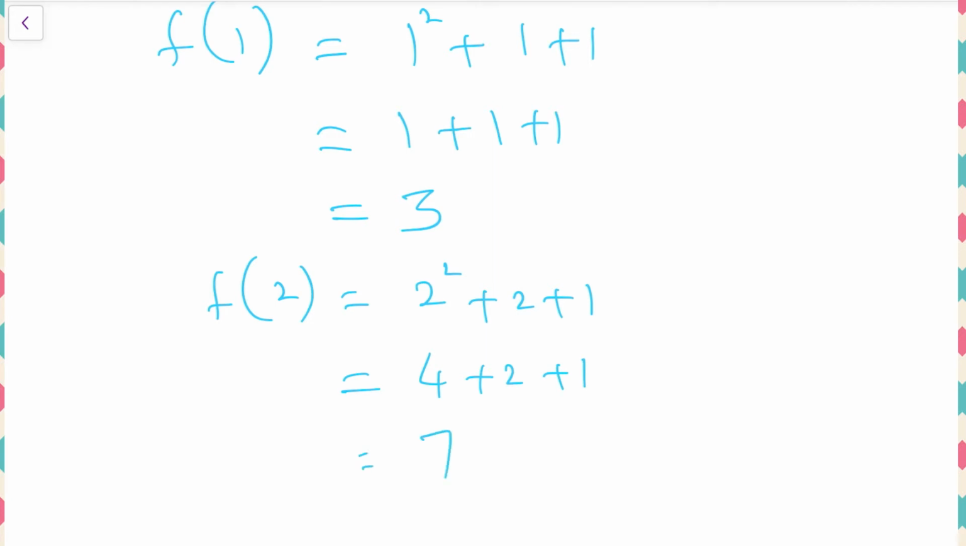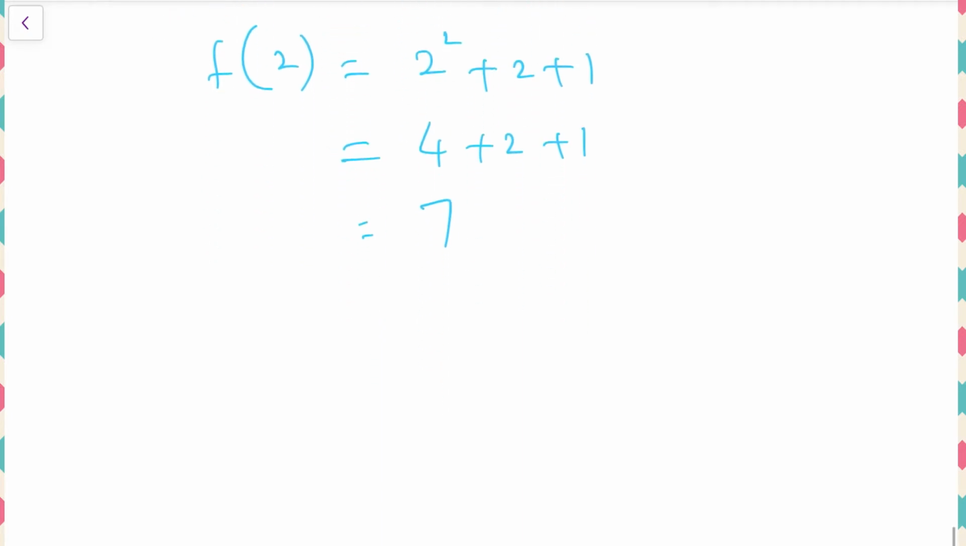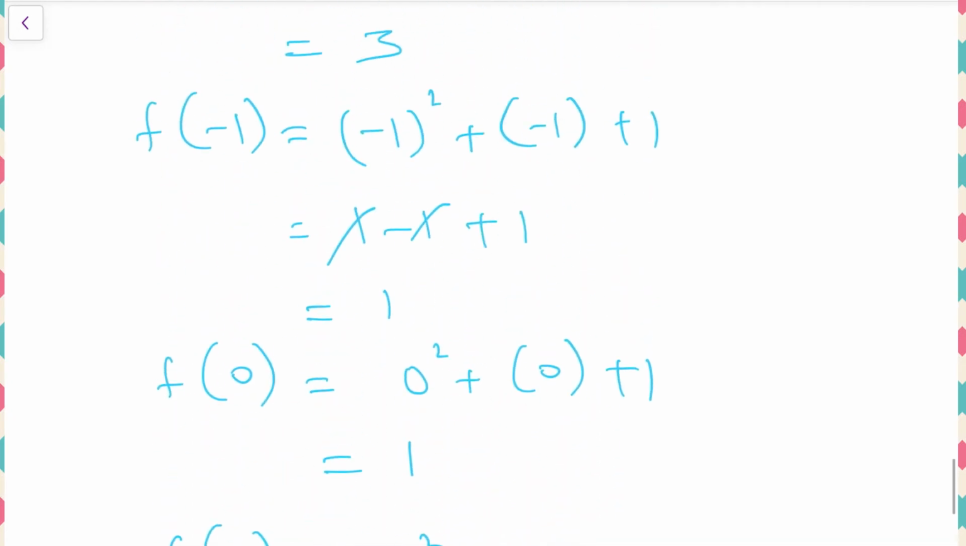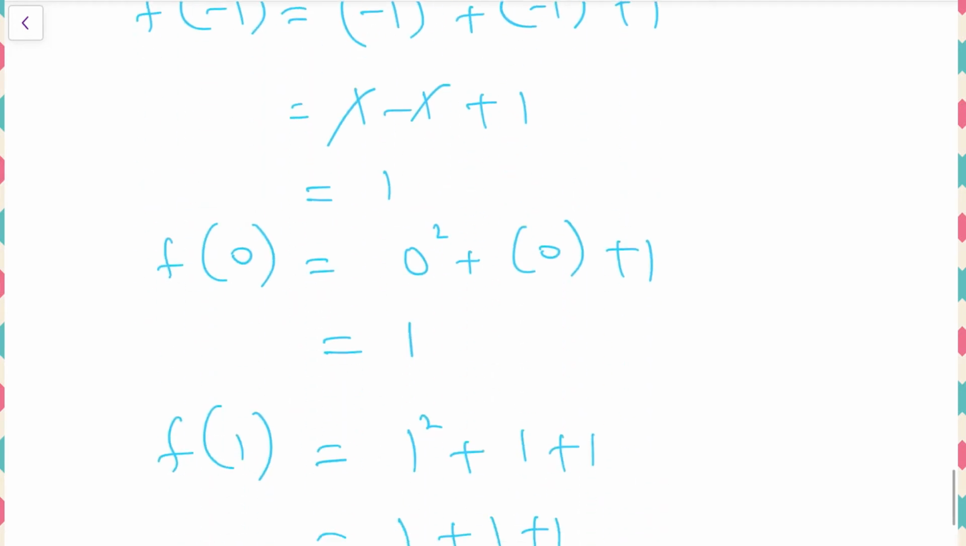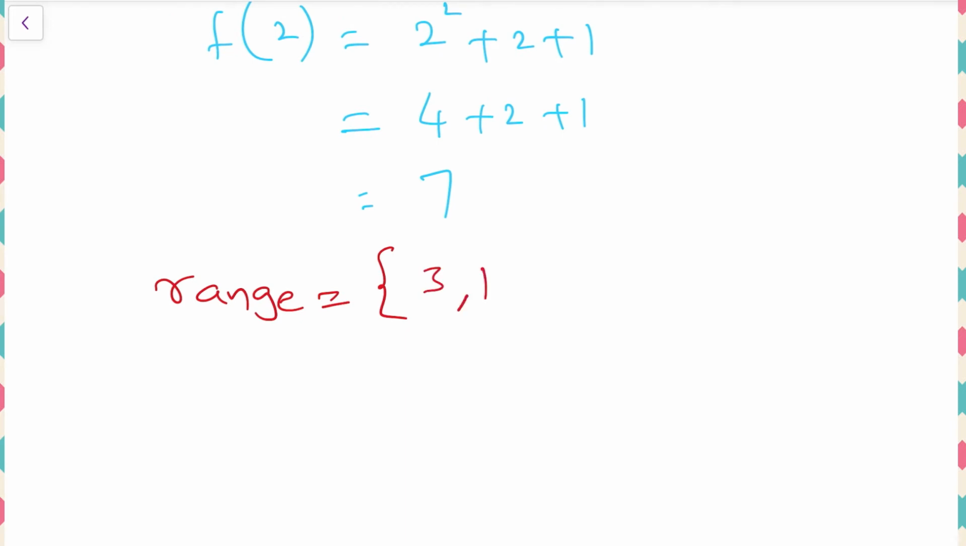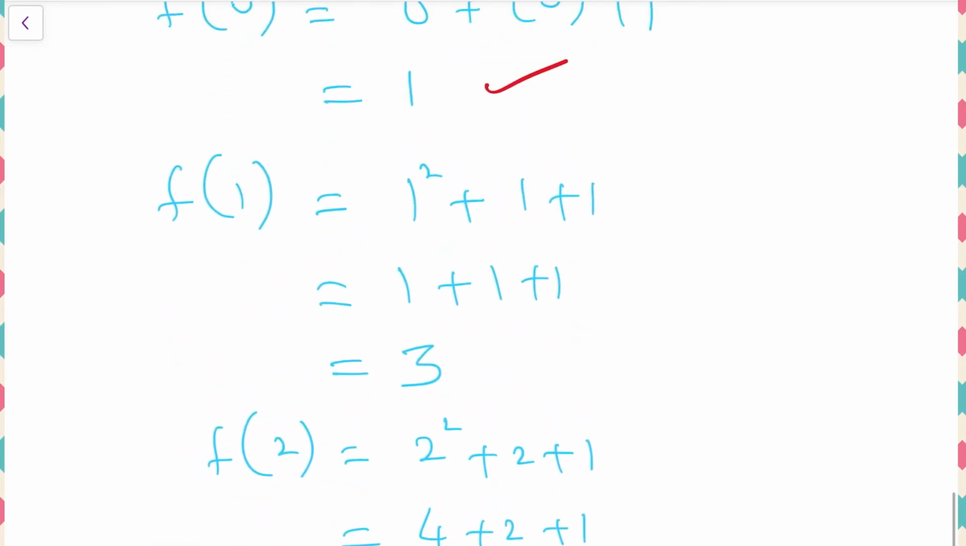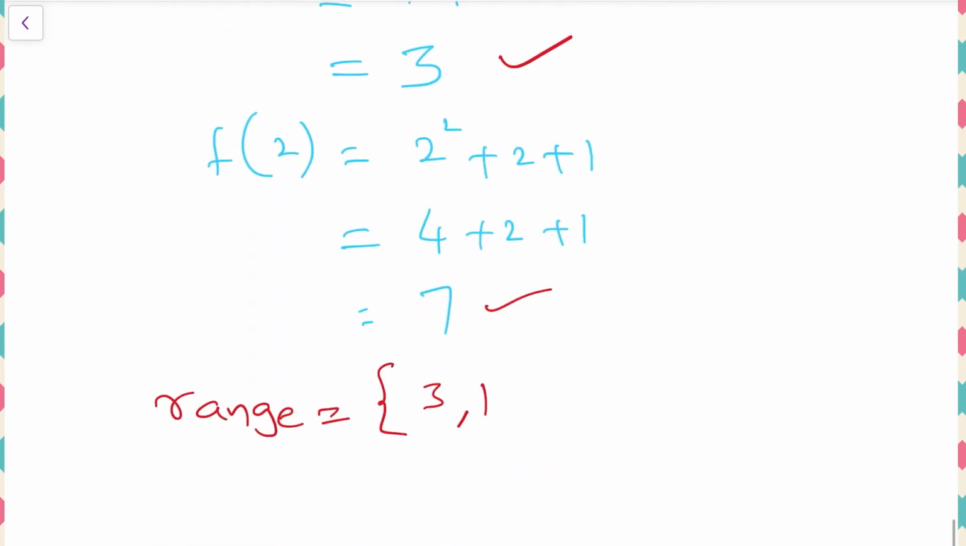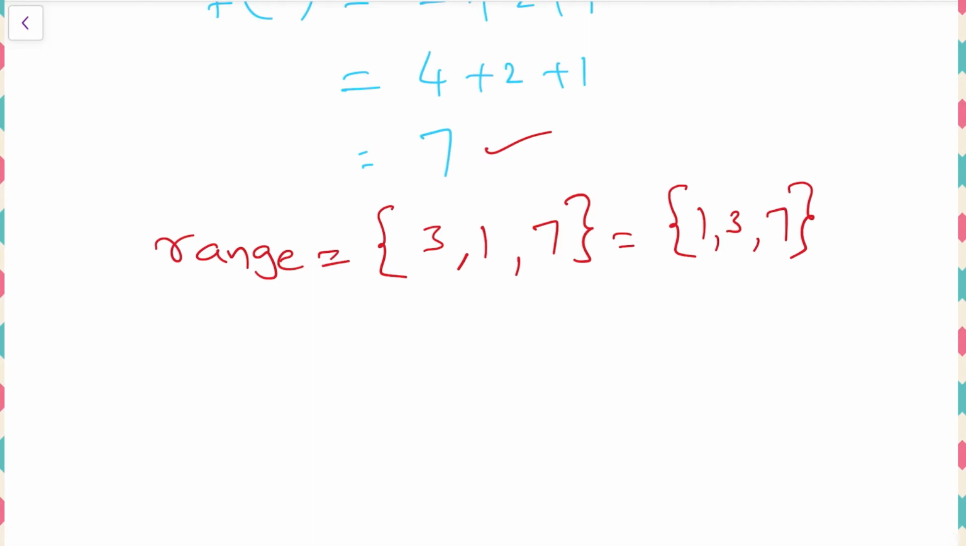Now whatever the values we got after substituting some numbers in the place of x, those are called as range. Let us write the range now. 3, 1, 1, 3, 1. The third also is 1 only again, so no need to write again because already one time we wrote. Next 3 and 7. 3 already we wrote, so the remaining will be 7. So if I write it in order, 1 comma 3 comma 7, the range is 1, 3, 7.